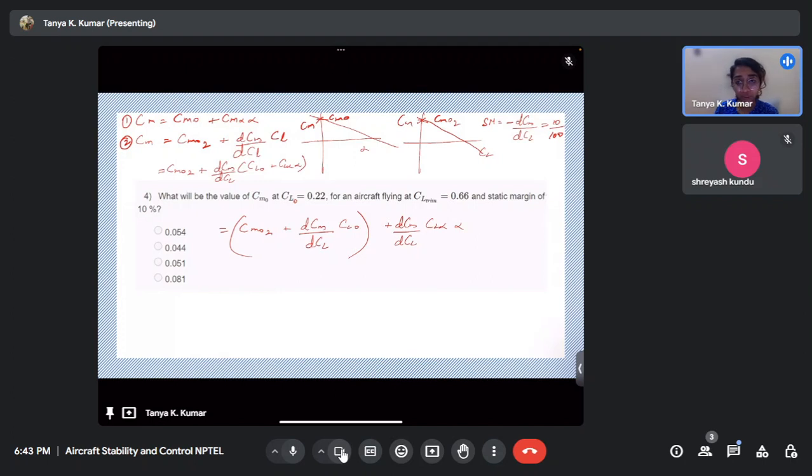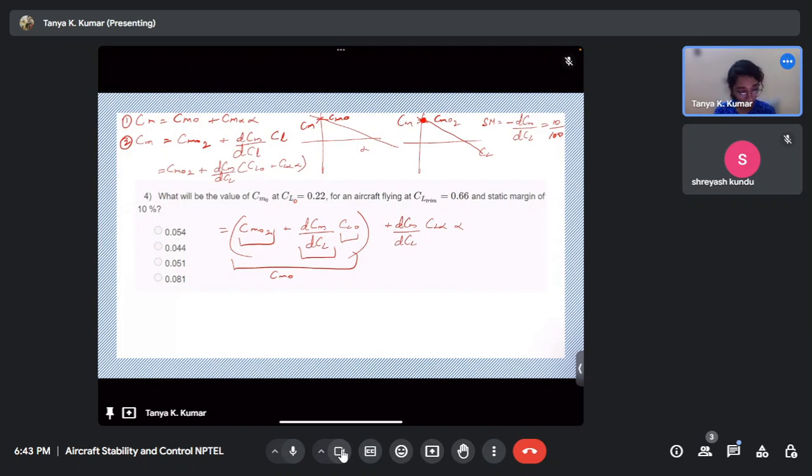They've asked you to find out Cm naught. I think I made a mistake while saying that earlier. Cm naught is this whole thing. It's not the intercept of the Cm versus Cl graph. That is Cm naught 2, some other quantity. The Cm naught, the nomenclature that we have studied, is the Cm naught between Cm and alpha. So now our Cm naught is this quantity. Let's try finding out all of these terms. We need to find Cm naught 2, the intercept of that graph. dCm by dCl we have, Cl naught we have. So we just have to find out Cm naught 2.